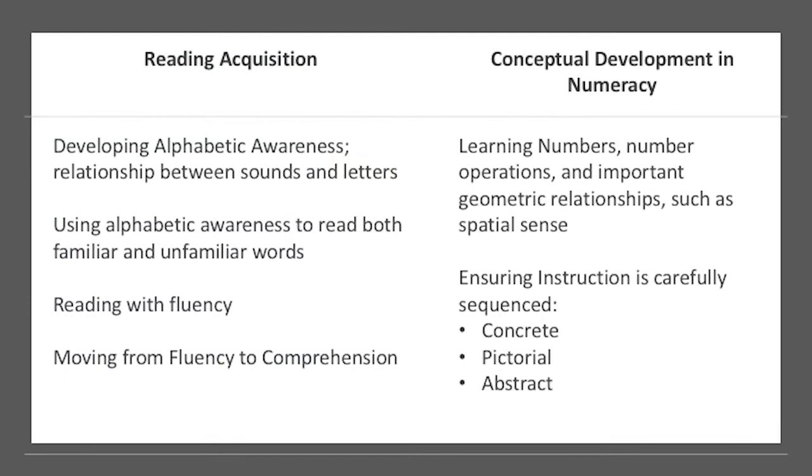Here are some different ways that we would focus our literacy instruction, reading acquisition. So working on alphabetic awareness, for example, the relationships between sounds and letters, and then moving from fluency to comprehension. Whereas in numeracy, the approach would be a little bit different. You can learn numbers, number operations, geometric relationships all together. So they're not necessarily dependent on one another. And also another difference between literacy and numeracy is that instruction is also sequenced according to whether it's concrete, pictorial, or abstract. And I'll go through that in the next slide.